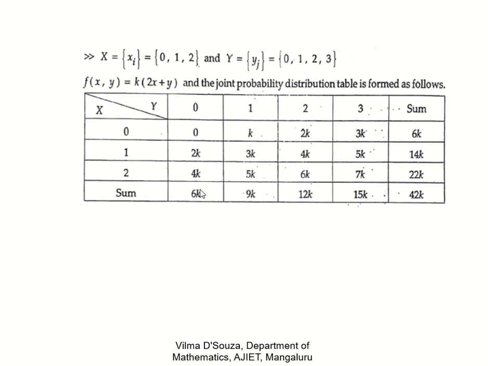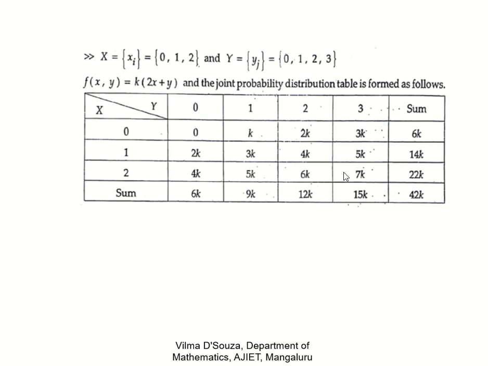And what is the sum here? 6k, 9k, 12k, 15k. Add all this, you will get 42k. The sum of all these 3 rows, the sum of all 4 columns, gives you 42k. Or you can add all the probabilities, you will get still 42k. Now, what is this 42k? 42k is the sum of all probabilities.